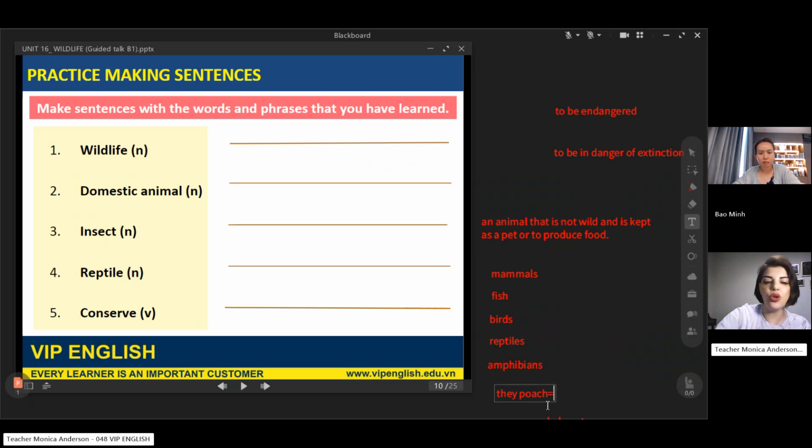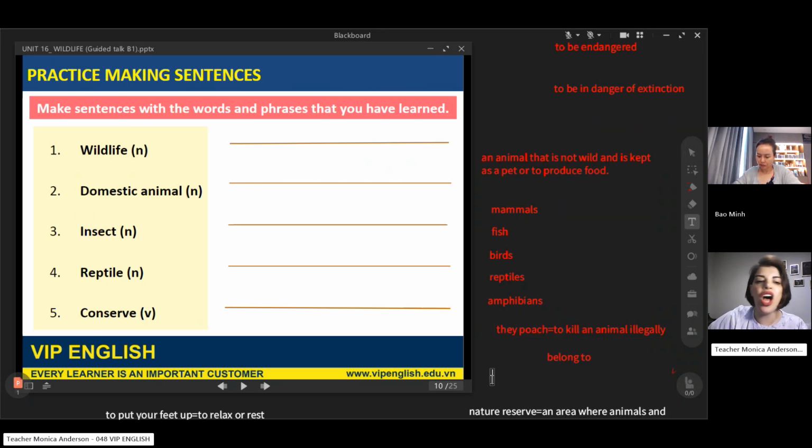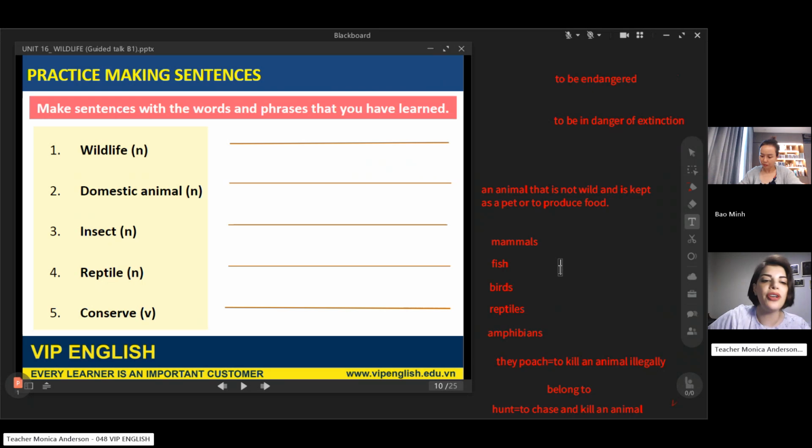So poach, as I told you, means to kill an animal illegally. Normally when they poach, they don't want to eat. They just want to use this animal, for example, for their skin or for their fur. The second one is hunt. Hunt means to chase, to follow, and kill. Sometimes only for fun. And the third one is slaughter.